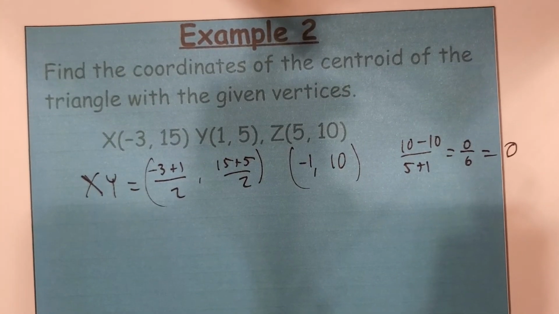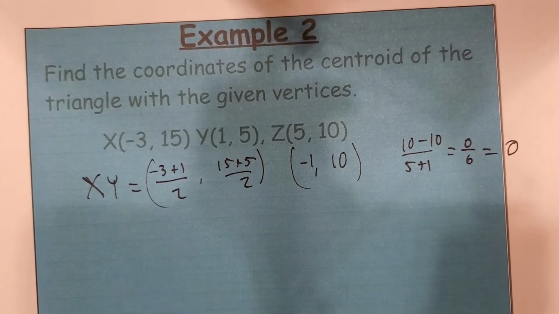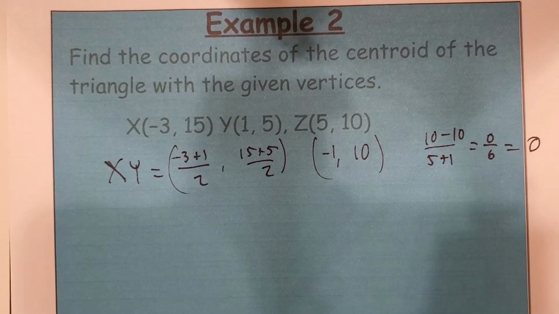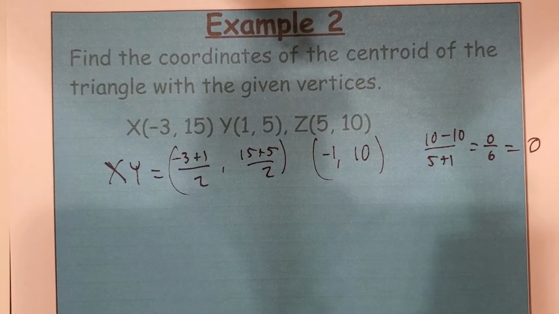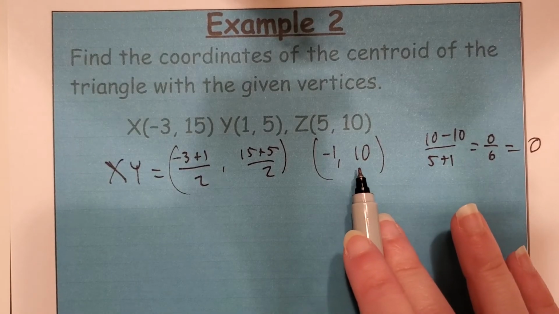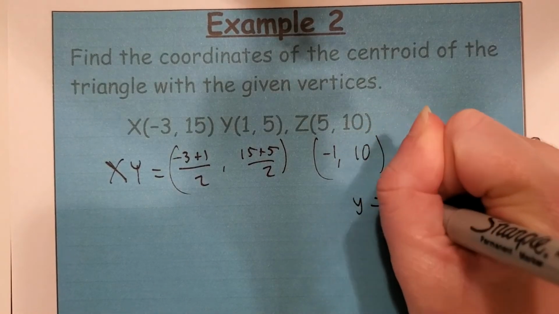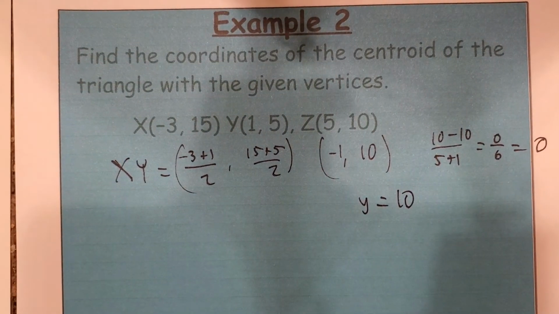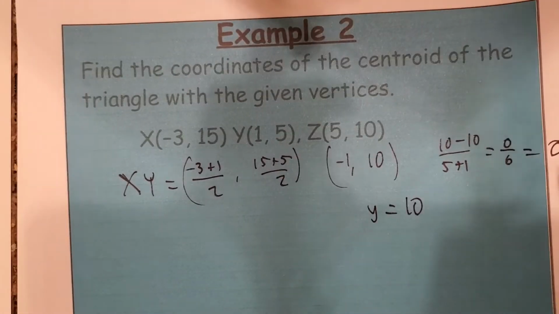Okay? So 0 is one of those Hooy-Vach situations. Horizontal lines have a 0 slope and their equations are y equals. So your equation of one median is going to be y equals 10. Okay? So that's 1.